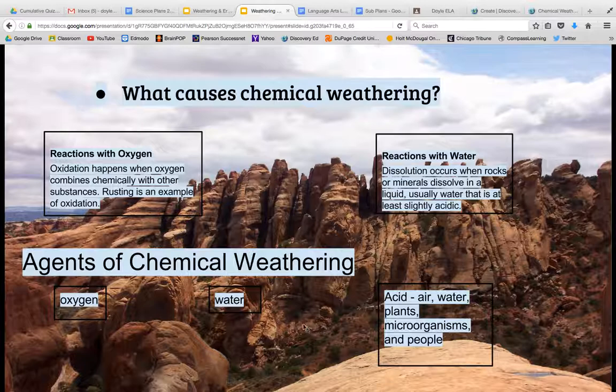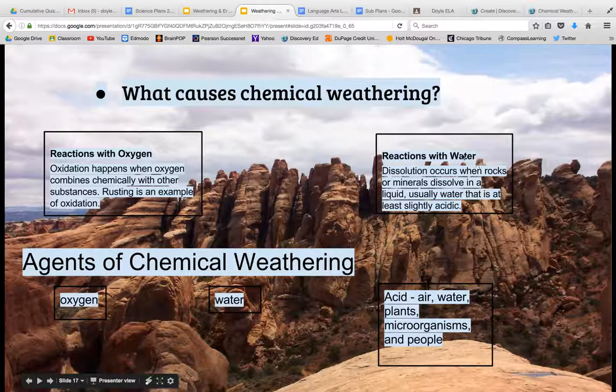What causes chemical weathering? This is when a rock actually turns into something different. It could happen with reactions to oxygen. So rusting is an example of oxidation. That's a fancy word, oxidation, but the word we usually use is rusting. So rocks that contain, for example, iron, or other minerals that could be in a rock, and the rock actually rusts. So that's chemical weathering.